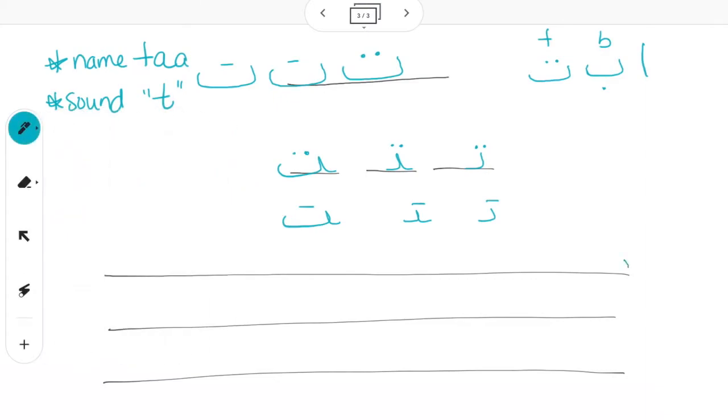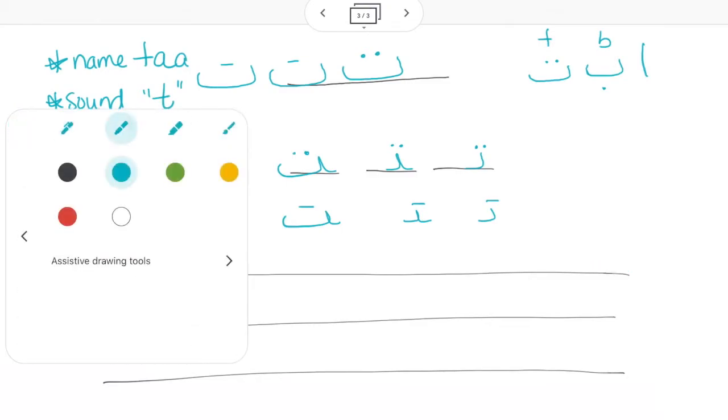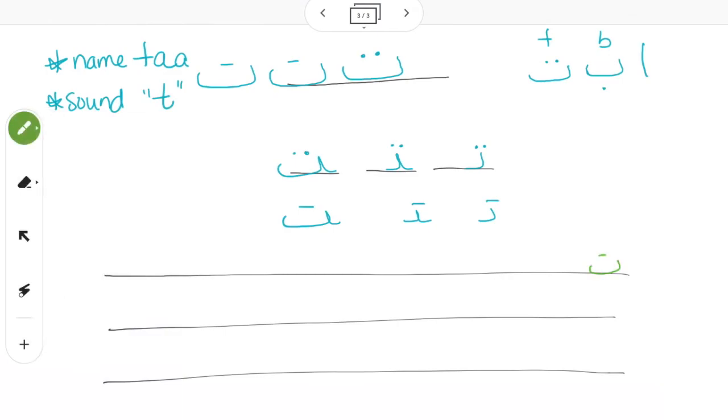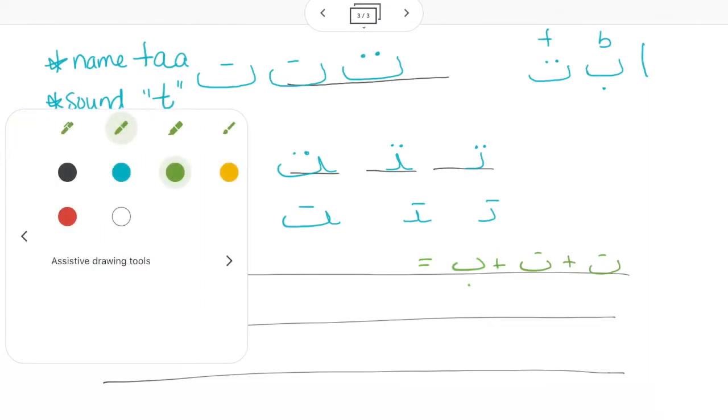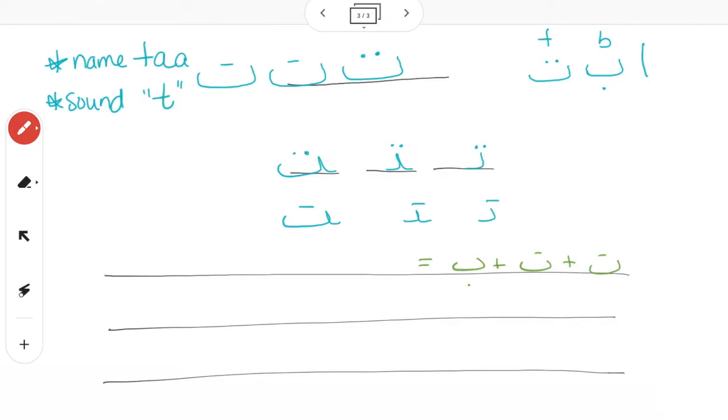I want you to write the letter ta. Oops, let's make it a little bit thicker. You're going to write the letter ta, followed by a ta, followed by a ba. The first ta is in initial position. The second ta is in medial position.